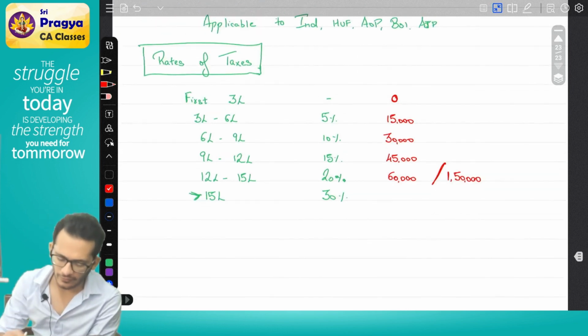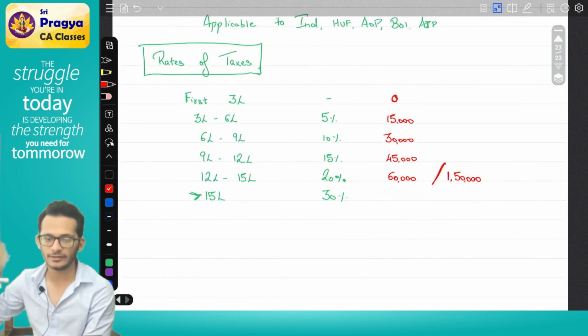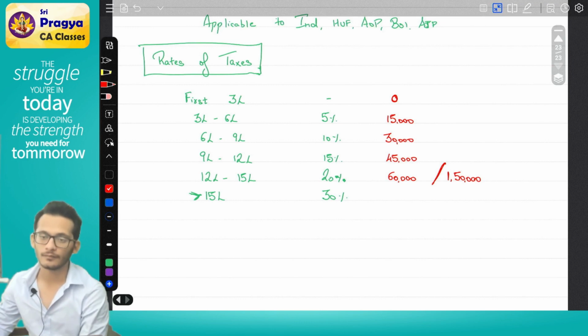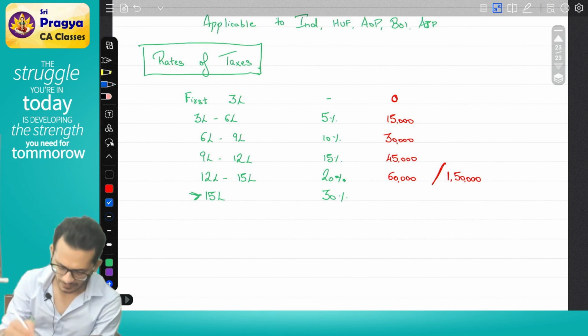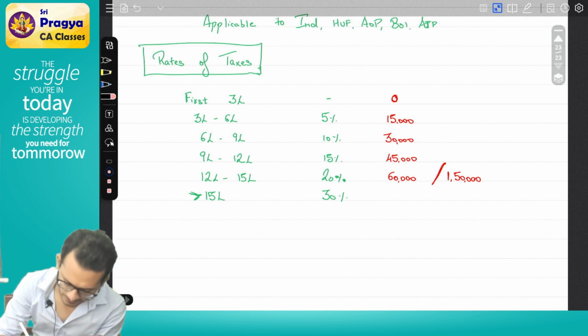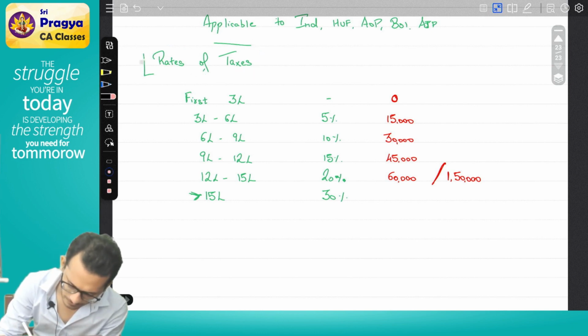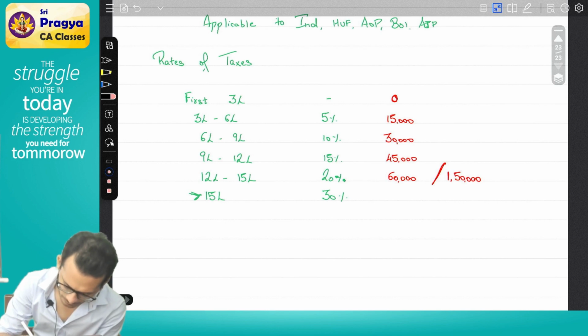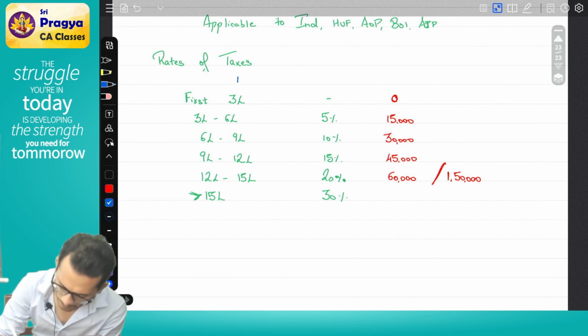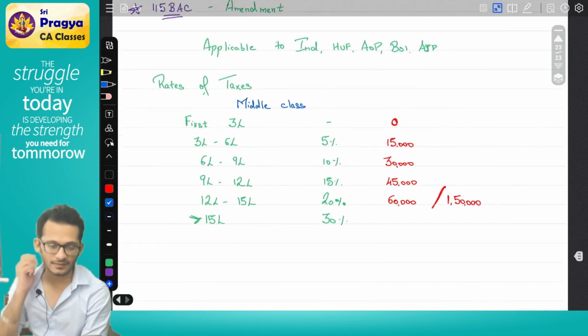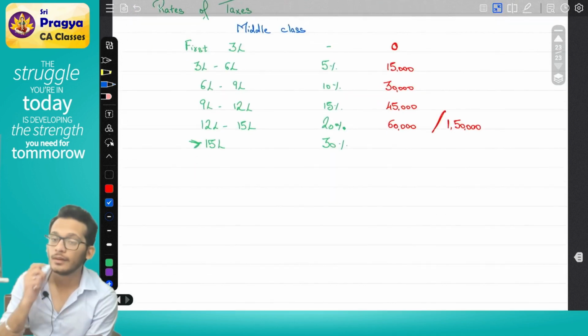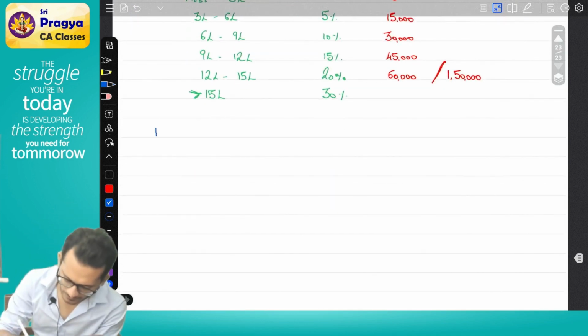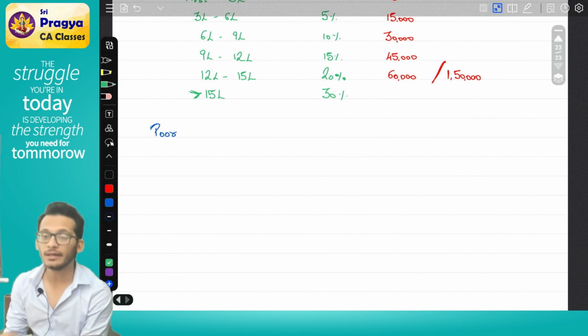Yes. Now I told you, whenever you talk about new tax regime, there are 3 categories of people. This is your middle class category. So therefore, for your middle class category, yes, next category is the poor category. If you are poor, what will you get? You'll get a rebate. Very good.